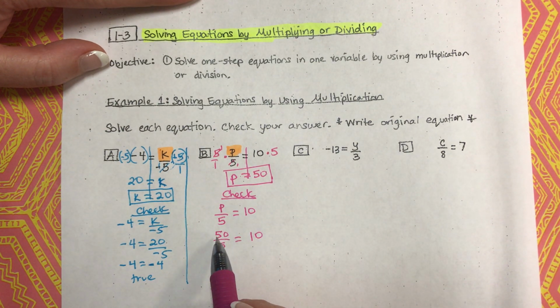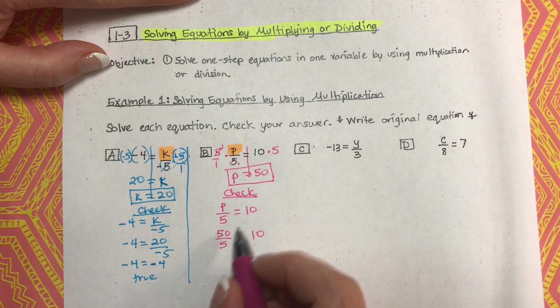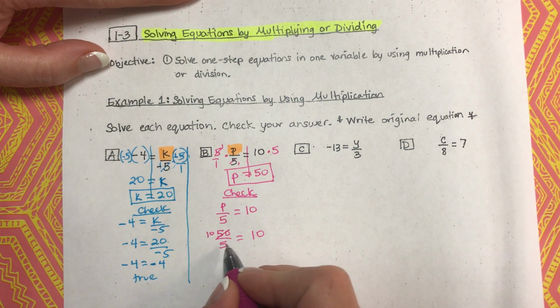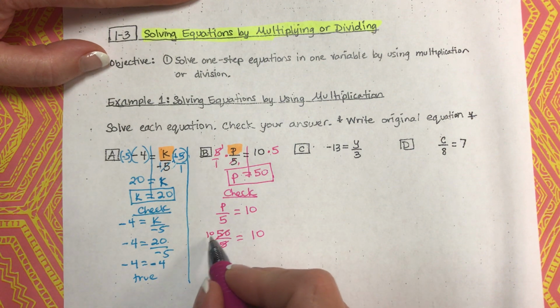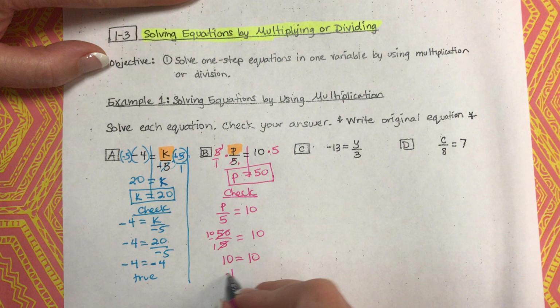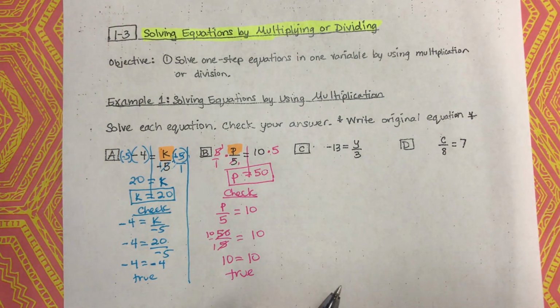And then I'm just going to read this. 50 divided by 5 is 10. Or you can say, oh, what goes into both of these? Well, 5 goes into both of these. 5 goes into 50 10 times. 5 goes into 5 1 time. So you end up with 10 over 1, which is just the same thing as 10. So it's a true statement, which means our answer, p equals 50, is the correct answer for this equation. Perfect. Okay, let's go on to C.